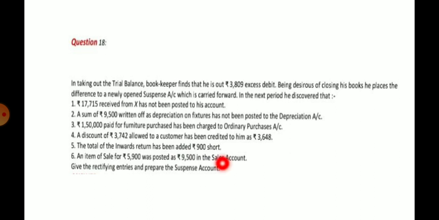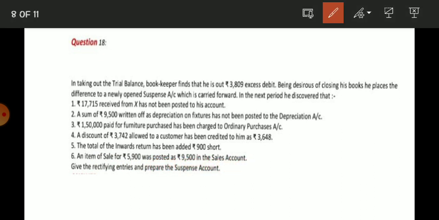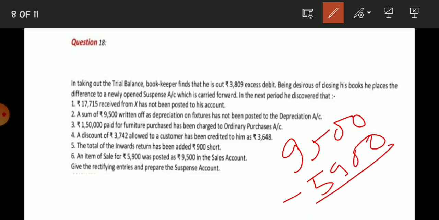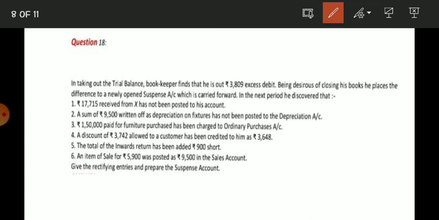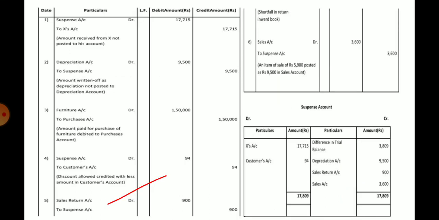Now the next is an item of sales for 5,900 was posted as 9,500 in the sales book. I have already told you how you find the deficit. It is simple, 9,500 less 5,900. Okay. It is quite simple. You easily find the balance. Okay. So we will enter into the books, so it will be entered as 3,600 in sales to suspense.